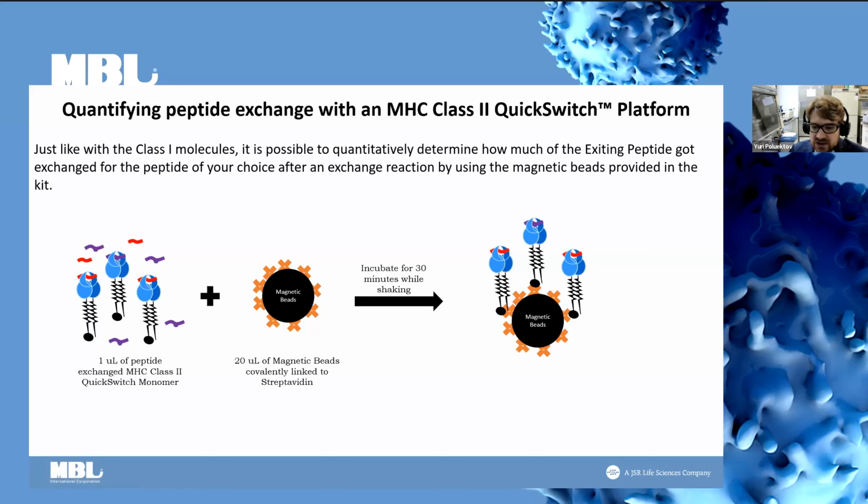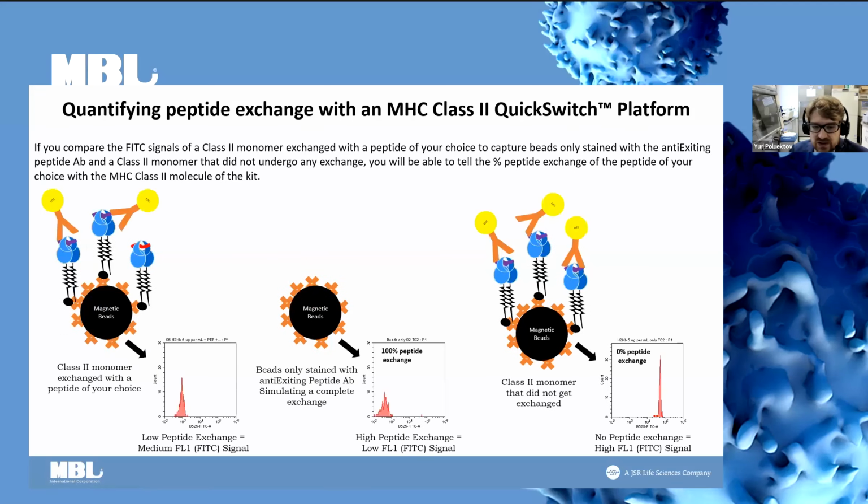The washing and antibody staining procedures for the Class 2 kit are nearly identical to those of Class 1, and you just have to use different kit components. By looking at the FITC signal of the unexchanged MHC Class 2 monomer, you can identify what percentage of MHC molecules still contain the exiting peptide after the QuickSwitch exchange procedure. The same QuickSwitch peptide exchange calculator spreadsheet that's used for the Class 1 kit can be used for the Class 2 kit to determine the percentage of exiting peptide exchanged for the loading peptide.